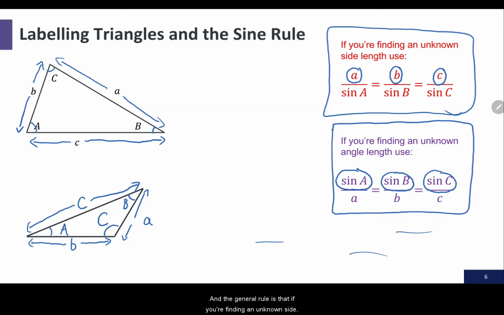The general rule is that if you're finding an unknown side, use the formula where the sides are the numerators, so therefore this top formula here. If we're calculating an angle, use this bottom formula.